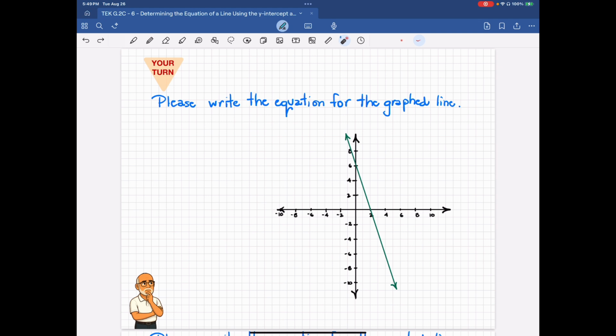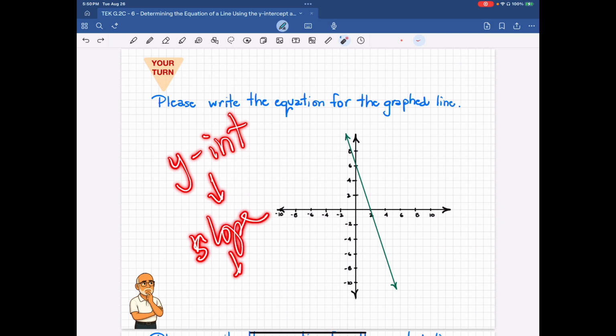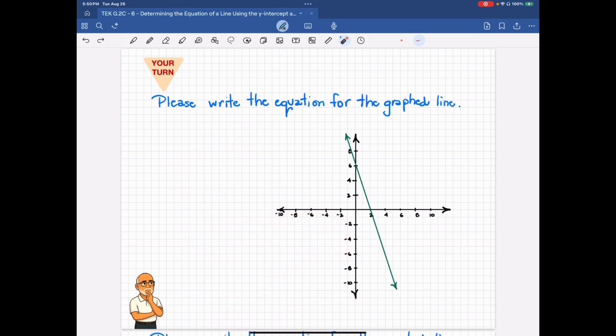Now it's your turn to take the lead. Let's see how you can apply the skills that we have learned. Our instructions read, please write the name of the equation for the graphed line. This green line right here. What is the equation of this green line? Just to review the steps, you're going to find the y-intercept, and then find the slope. You're going to put them together using y equals mx plus b to get an equation in slope-intercept form.